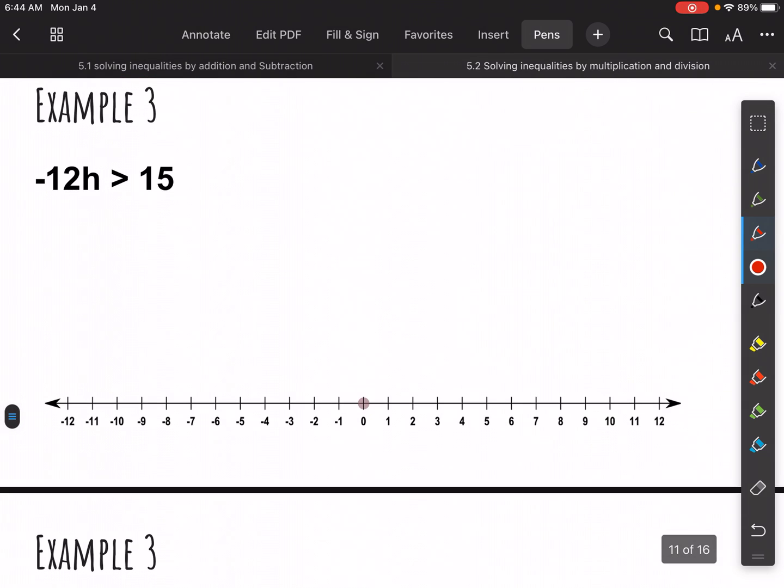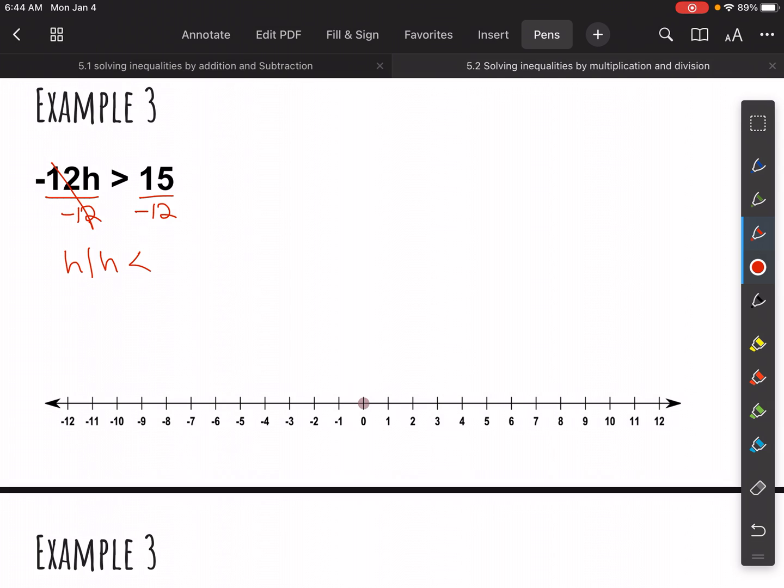Okay, for this one, this is now 3c. To get h by itself, I have to divide by -12, right? I'm dividing by -12 to get h all by itself. And if I divide both sides by a negative, I have to flip my inequality. Hopefully you noticed that before I said it.